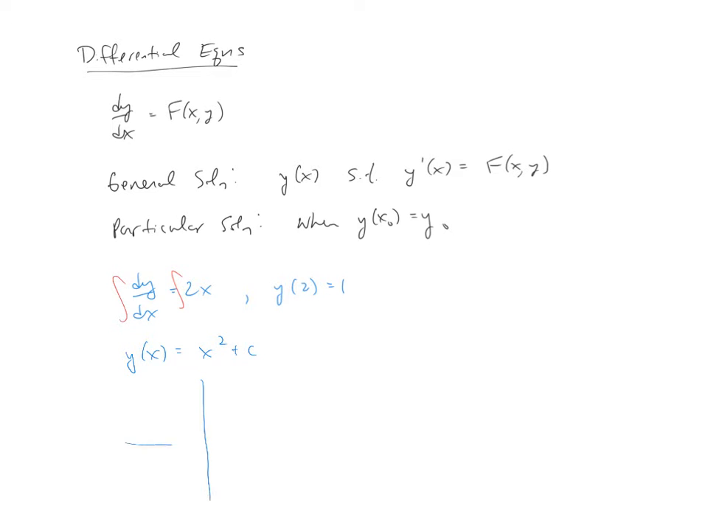The general solution is going to come with a family of curves. We've got our standard parabola when c is equal to 0. When c is equal to 1, we move the parabola up. When c is equal to -1, we move the parabola down, etc., etc. So we have infinitely many solution curves for that given differential equation.